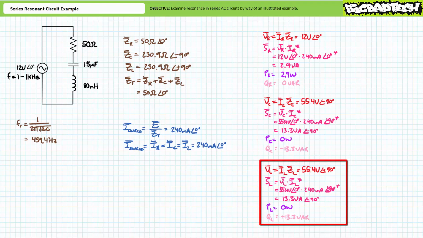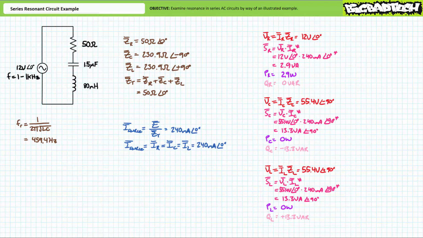Similarly, yet another application of AC Ohm's law demonstrates voltage across the inductor will be equal to the current through it times the inductive impedance. Substituting in our given values yields VL to be 55.4 volts at an angle of positive 90 degrees. At the resonant condition, voltage across the inductor appears to be equal in magnitude to the voltage across the capacitor, yet perfectly out of phase with it. Application of the AC power formula demonstrates the inductor will experience 13.3 volt amperes of apparent power, none of which will be directed towards real power, and all positive 13.3 VARs will be directed towards a reactive interchange.